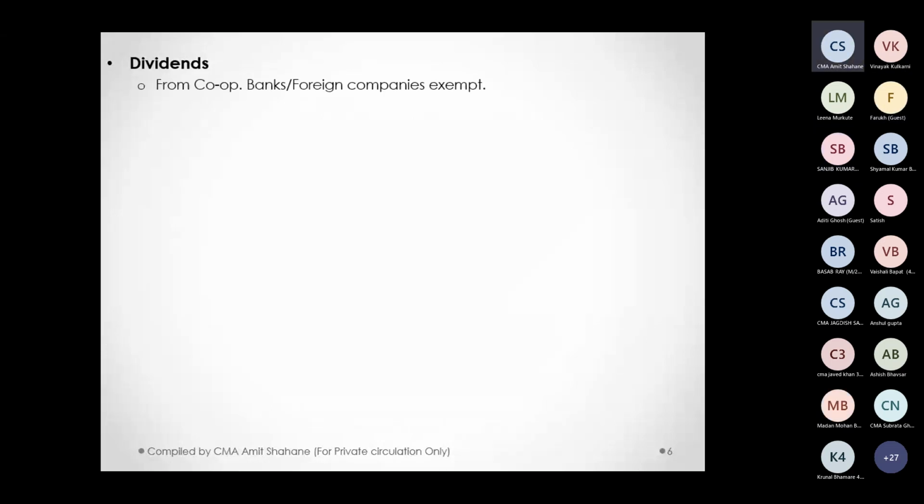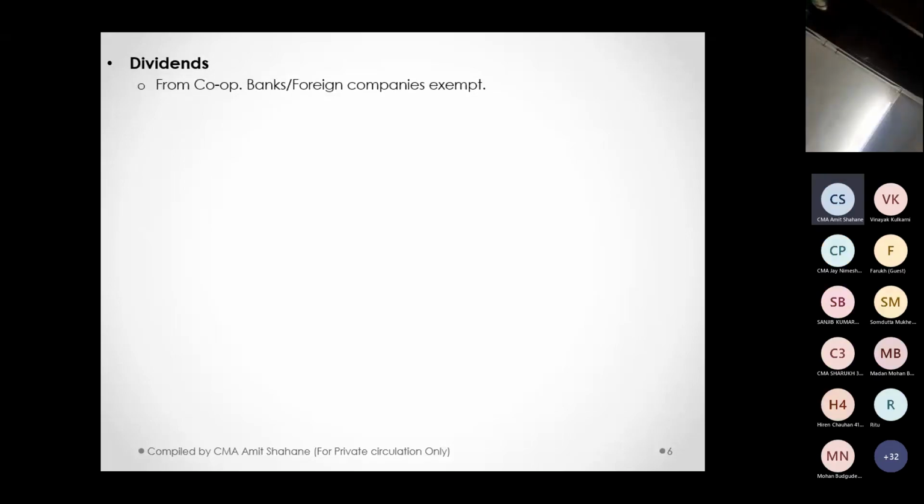Okay. So the next point is dividends. Again, dividends are chargeable under the head income from other sources. The exception to this is if the dividend is received from a cooperative bank or foreign companies, it is exempt. So in short, if it is received from a domestic company, it is chargeable to tax.